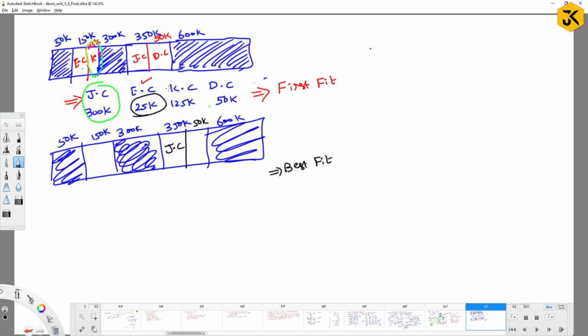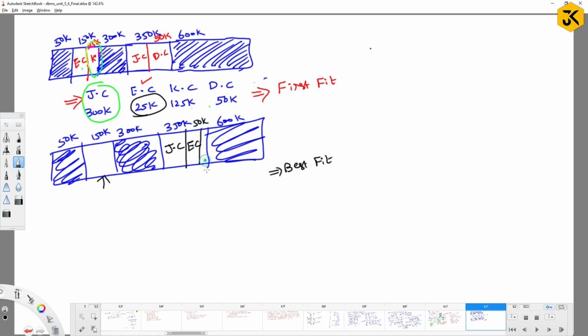It is best fit, right? Best fit means I need to avoid maximum losses of data. So if I place it at 150k, 125k is going to be lost. I cannot predict the future requirement, but as of now you have to think about avoiding the losses of data. If I place it at 150k, you are going to lose 125k of memory, right? So can I place it here? Yes, I need to place it here only because I am following the best fit technique, right?